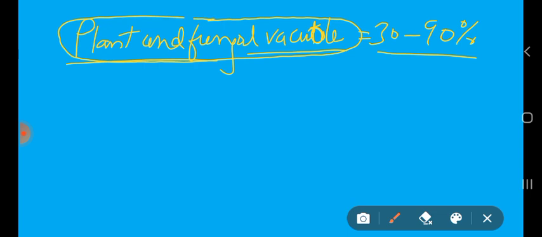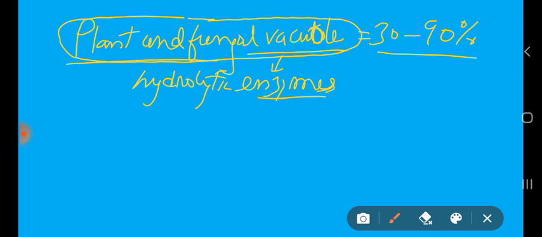Plant and fungal vacuole also contain the enzymes. They also contain the hydrolytic enzymes, but they also perform other functions as well. Okay, they also contain hydrolytic enzymes. That's why we are comparing plant and fungal vacuole with animal lysosome. But the function of plant and fungal vacuole is not only to digest, but they also have other functions as well.